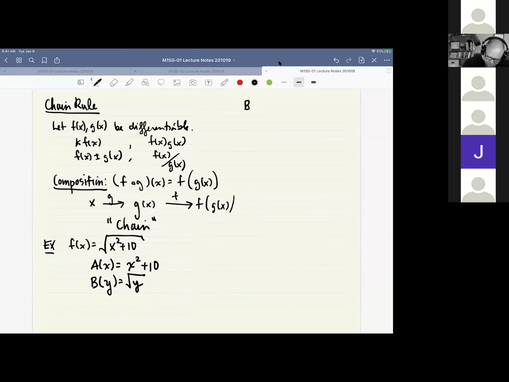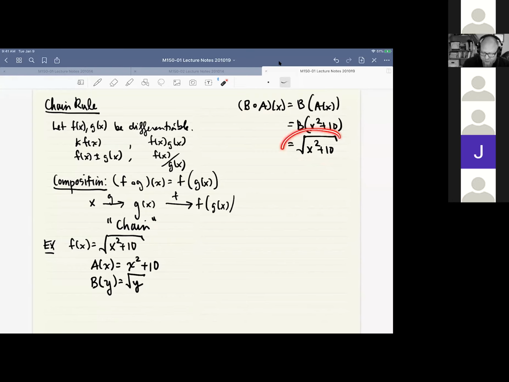Then if you consider the function b composed with a of x, that's b of a of x. A of x is x squared plus 10, and b is the square root function. So there you can see this function f of x is the composition of these two functions a and b. So if I knew what the derivative of a is, and if I knew what the derivative of b is, the chain rule is going to tell us how to write down the derivative formula for the composition b composed with a.